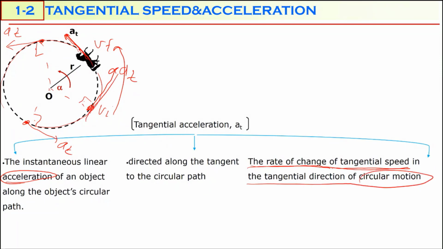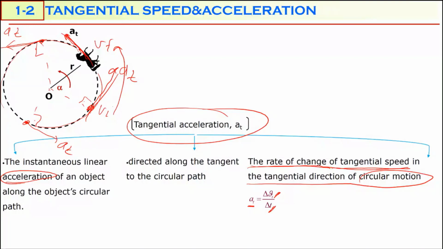So tangential direction, tangential direction, tangential direction. If tangential speed is changing along the tangential direction of the circular motion, we can calculate tangential acceleration. And the equation is the same. Remember, this is the general definition of acceleration. Tangential acceleration, AT, is equal to the change in tangential speed divided by the time interval.